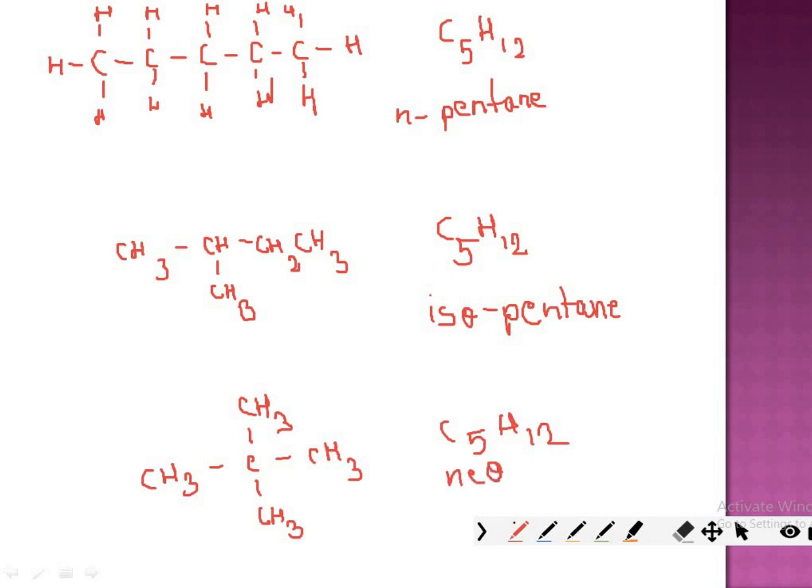Okay, these terms are extra terms. You can learn them for knowledge. It's called neopentane. Now these are the three isomers of pentane. No more isomers can be formed. You can try at home. If you can find one, you can comment. Okay, let's move on then.